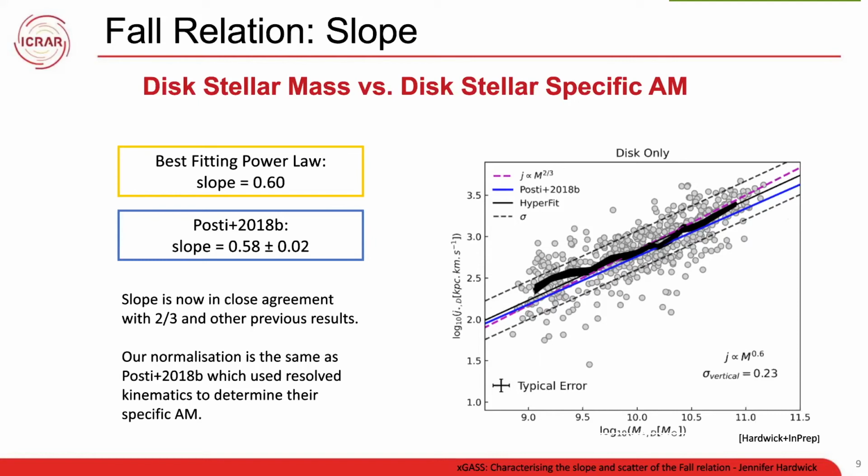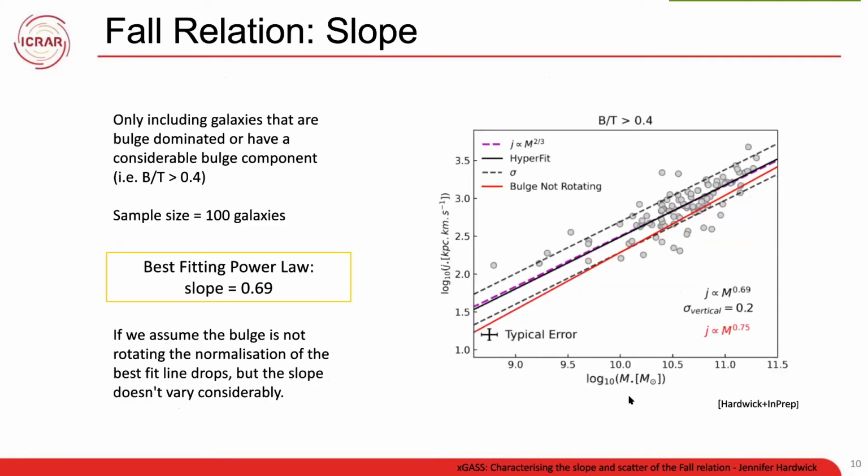So when we isolate just the disk component, we get a slope that's much closer to 2/3. So we thought, what would happen if we reverse that thinking and isolate just galaxies with a large bulge component? This is what I'm showing here, where now I'm showing the total stellar mass and total specific angular momentum, but only galaxies that have more than 40% of their mass in the bulge component. So this limits our sample now to 100 galaxies.